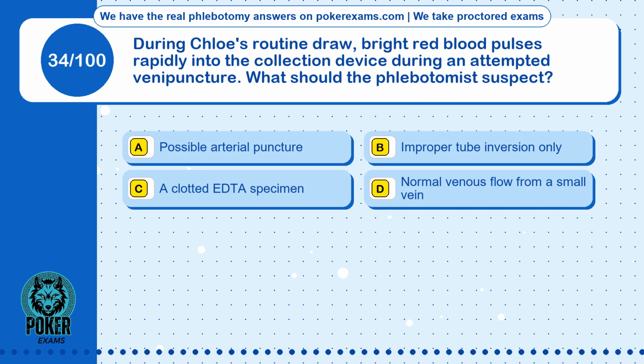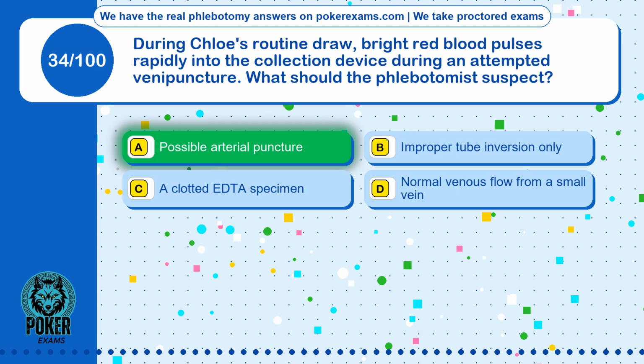Question 34. During Chloe's routine draw, bright red blood pulses rapidly into the collection device during an attempted venipuncture. What should the phlebotomist suspect? Option A. Possible arterial puncture. Option B. Improper tube inversion only. Option C. A clotted EDTA specimen. Option D. Normal venous flow from a small vein.